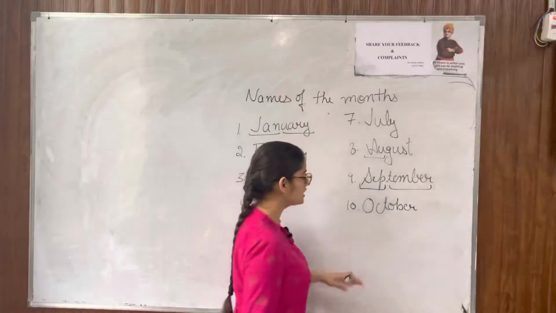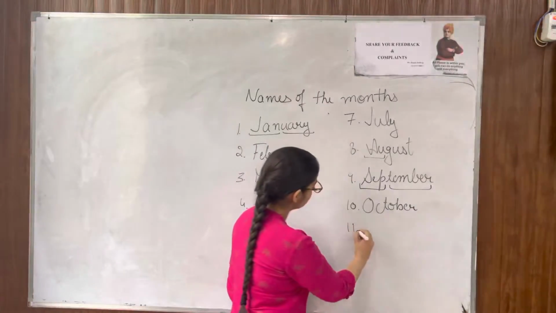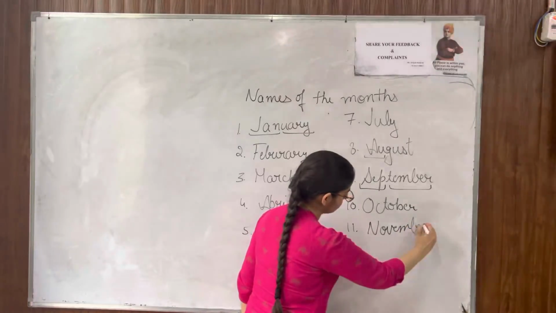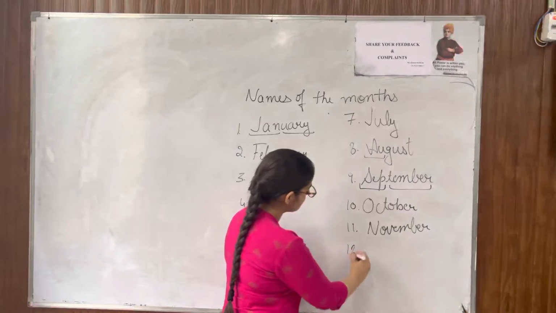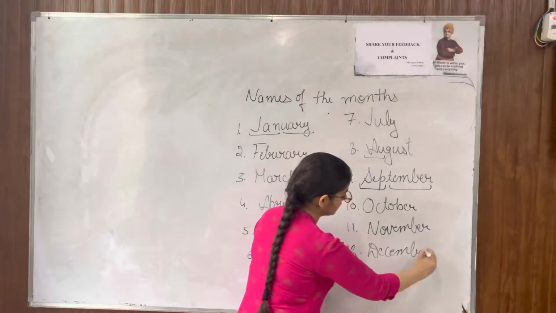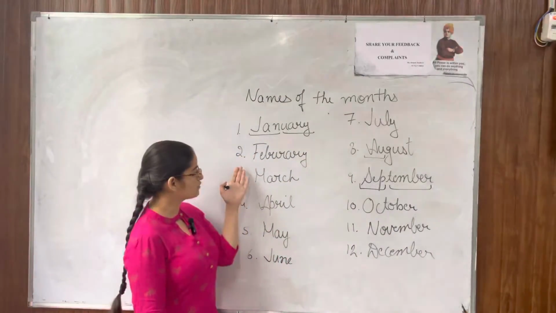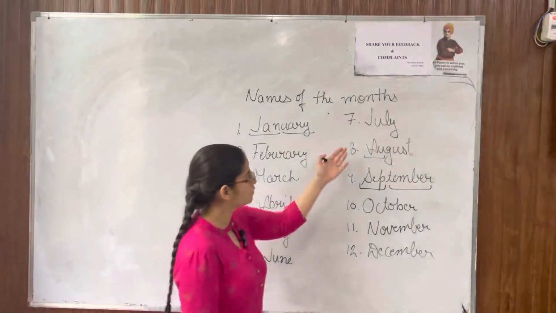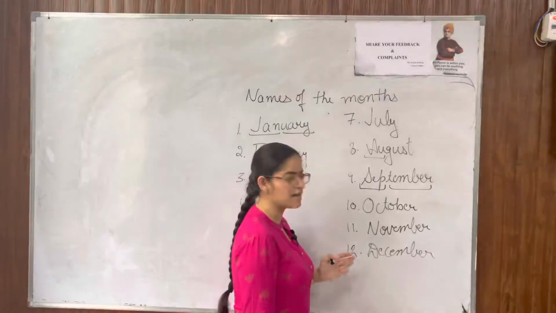Then we have October. R is a little silent, so this is October. Then we have November. This is not the wrong pronunciation, this is November. Then at last we have December. Okay, so let's revise again. This is January, February, March, April, May, June, July, August, September, October, November and December.